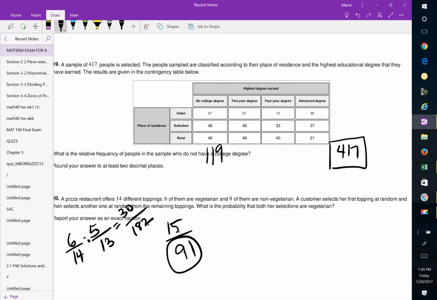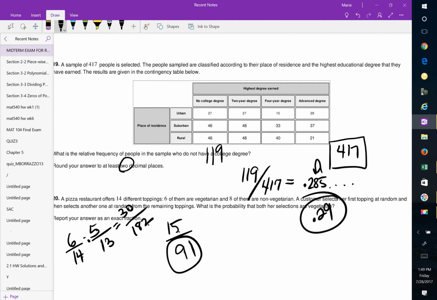So if I were to take 119 no college and divide it by 417, I would get 0.285 and some other decimals. They want 2 decimal places, so I need to bring this out, and I'm going to get 0.29 for my final answer.